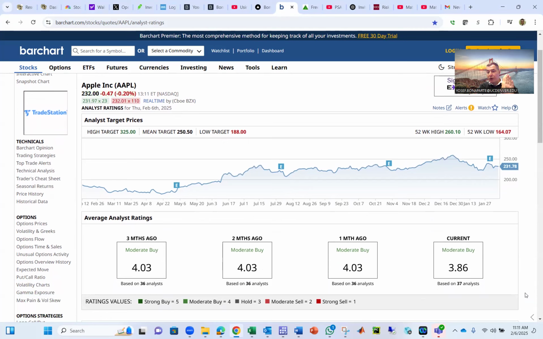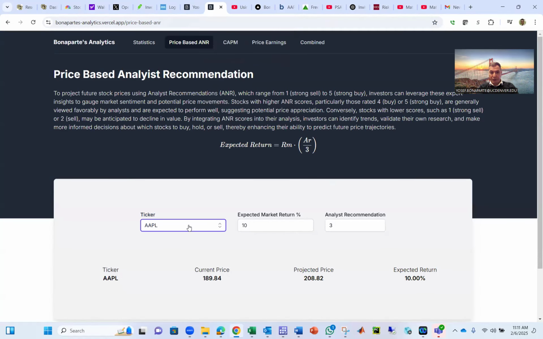So 1 is a strong sell, 5 strong buy, 3.86 is above the average. And we see here it's based on 37 analysts. There are 37 analysts. Some people say 5, some 1, some 4, some 2, some 3. On average, you got 3.86. So that's it. You just go there and you say, I want Apple. I say the market is going to go 10%. And the analyst recommendation is 3.86. That means expected return for Apple based on this model is 12.8.